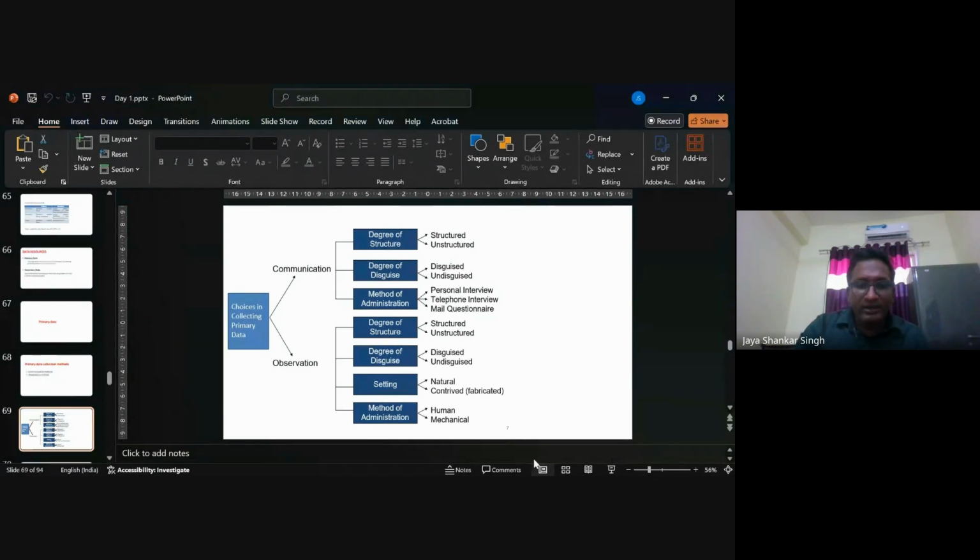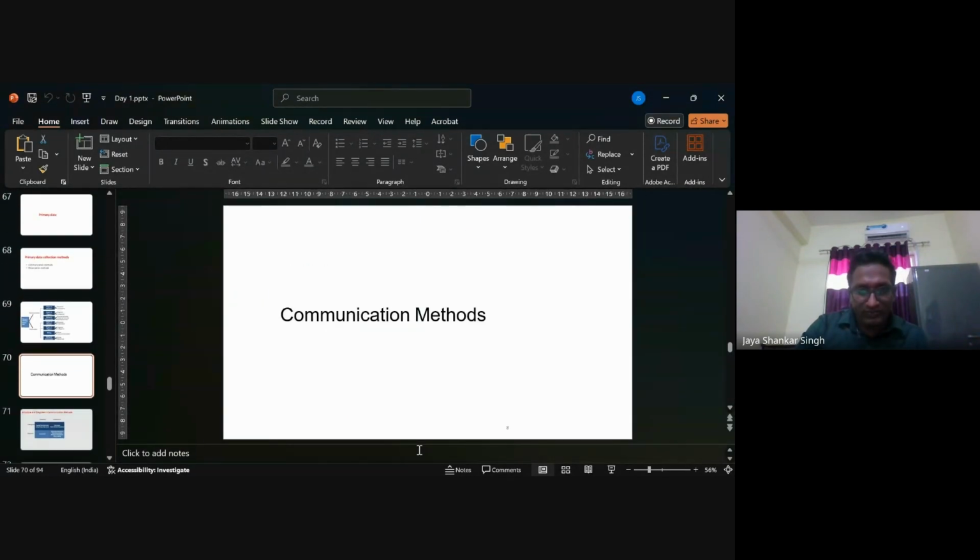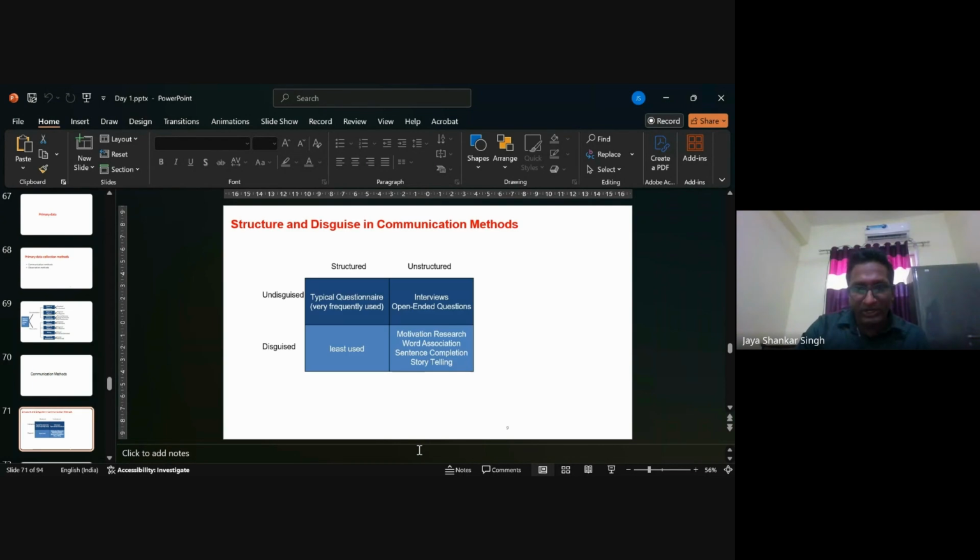For now, we will go straight into the communication method of data collection. Okay. Structured, unstructured, undisguised, disguised. Based on that, the survey is the best example of structured and undisguised. Typical questionnaire we use. So these are 4 categories under which any kind of communication method will fall. Either structured and undisguised, or it can be structured but disguised.